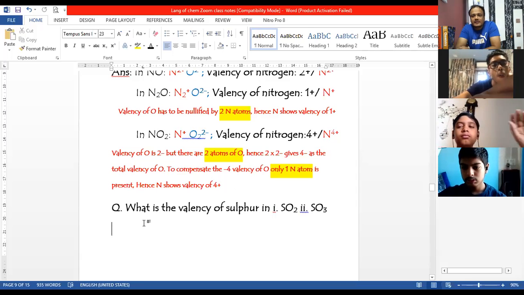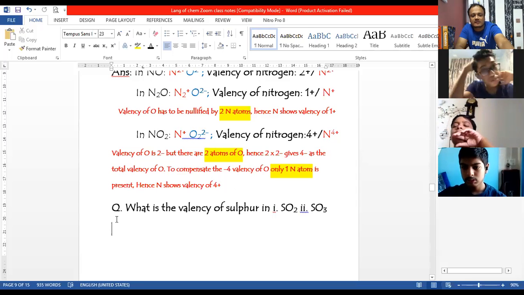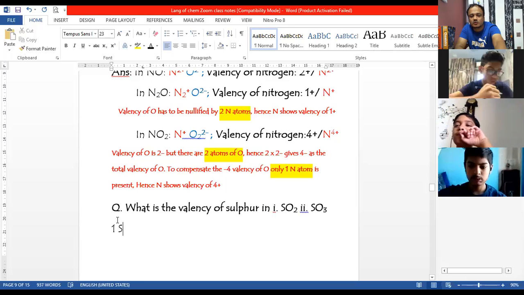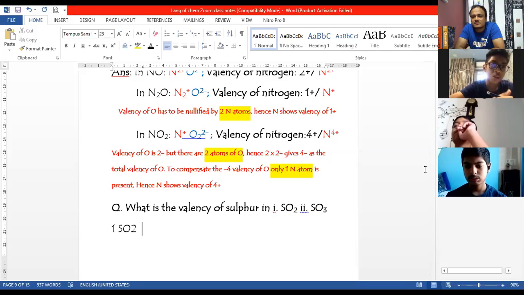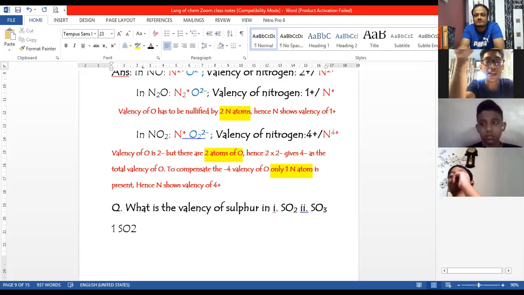Okay, I hope you got the answer. So we will take the first case, that is SO2. Krishna, can you tell me what is the answer for the first one? 4. Can you explain how? Because O2's valence will be 2 minus. So to cancel it out, sulfur should be 4, so that it cancels and it will be SO2.